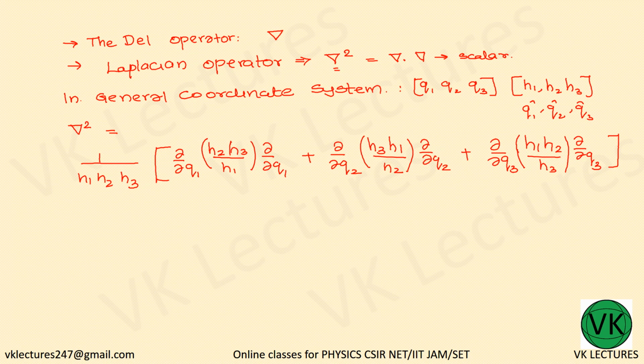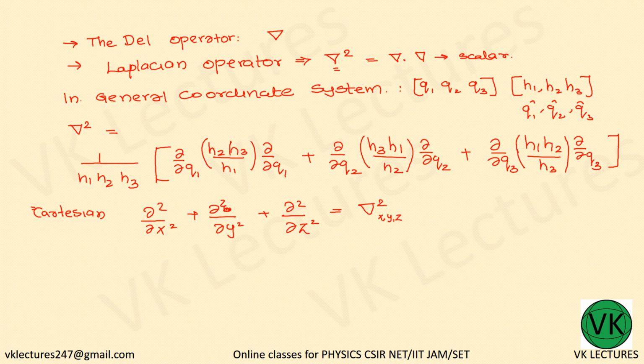Now if you write it in Cartesian, the h1, h2 and h3 for Cartesian are 1, 1 and 1. So we can write dou by dou q1, or dou by dou x of dou by dou x, which is nothing but dou square by dou x square plus dou square divided by dou y square plus dou square divided by dou z square. Now this is the del square in Cartesian coordinate system. You can represent it by x, y, z.